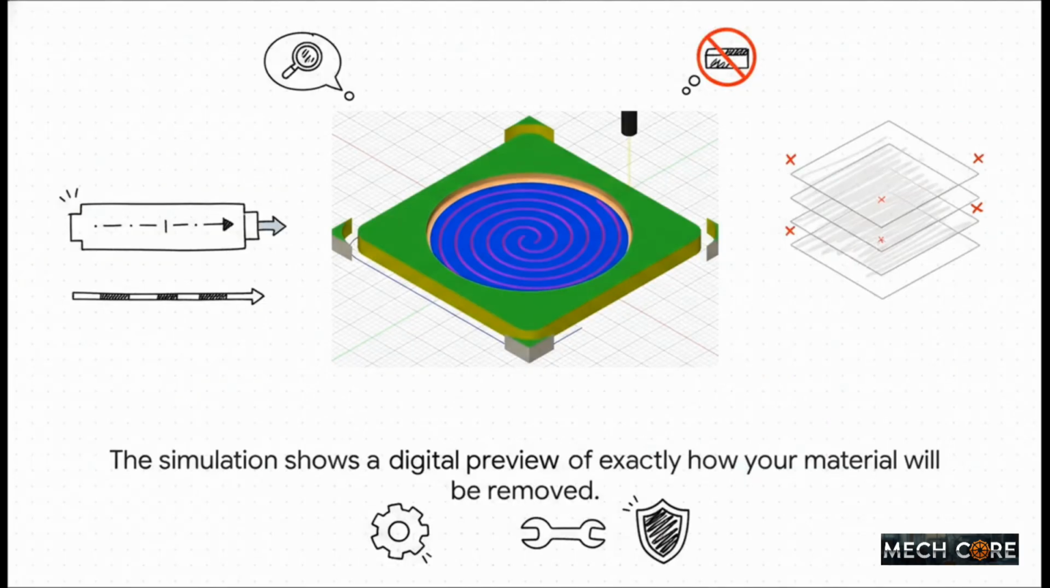Think of it as your digital safety net. Before you send anything to the machine, you can hit Simulate and watch a complete animation of the entire cutting process right on your computer. You get to see the tool moving around, you see the material getting carved away, and most importantly, you can spot any huge mistakes, like the tool crashing into your part, when it's just pixels and doesn't cost you a thing. Whatever you do, never skip this step.